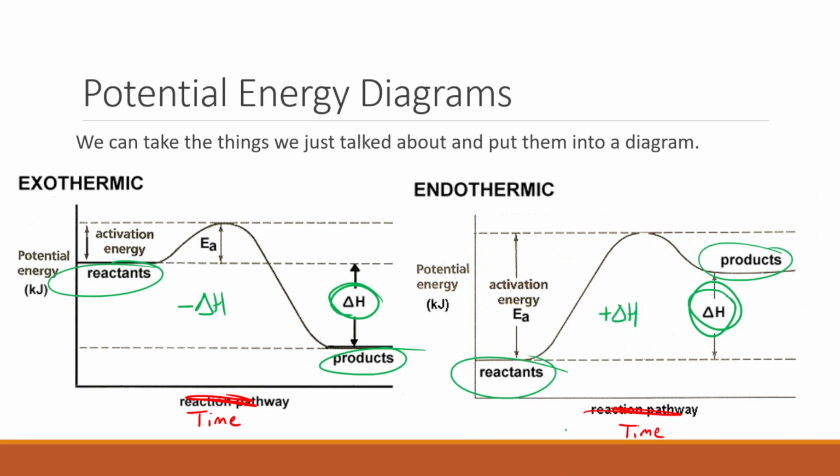The change is positive. You have absorbed and gained energy in an endothermic reaction. Change is negative for an exothermic thing. You have released energy. You have less energy. You have gone down in potential energy.